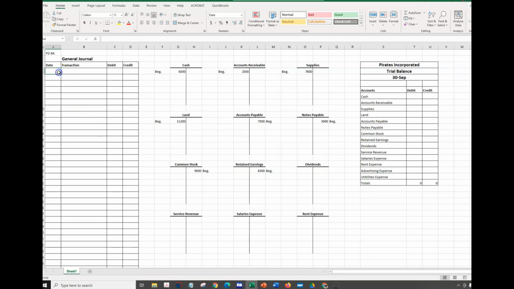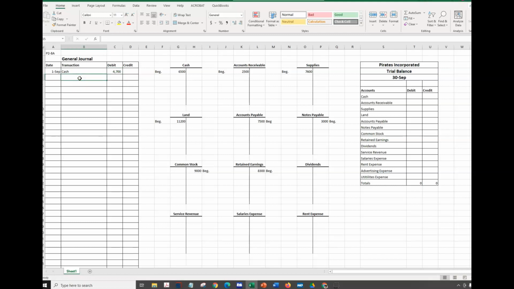So on September 1st, so 9/1, it says they provided services to customers for cash, $4,700. Think about that. What's one account that you know in this transaction? Well, probably cash, right? Cash increased by $4,700. Cash is an asset. In order to increase it, I must debit it. So I'm going to debit cash, $4,700.